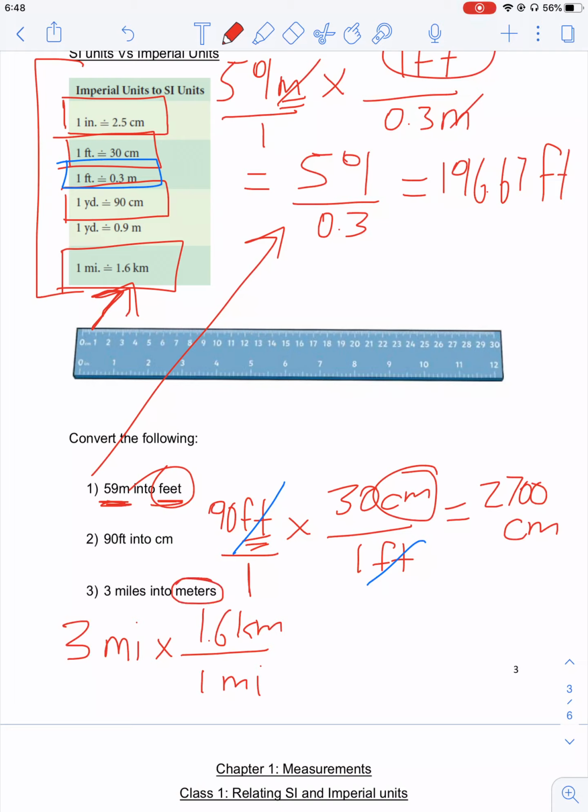But if I multiply this out, then my final answer will be in kilometers, okay? So that means I have to multiply again. Because I need to get rid of this kilometer, I need to put kilometer in my denominator, okay? And I know that 1 kilometer is actually 1,000 meters, right? The reason why I'm choosing this ratio is because I want my final answer to be in meters, okay?